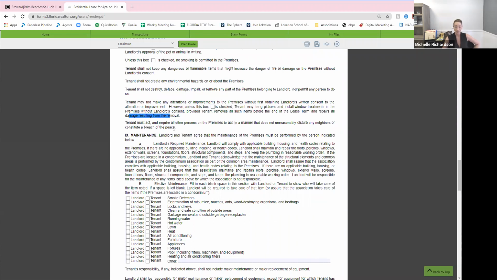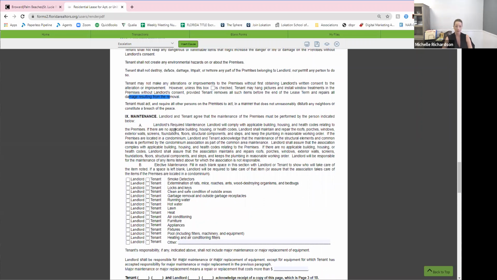Tenant must act and require all other persons on the premises to act in a manner that does not unreasonably disturb any neighbors or constitute a breach of the peace. So it has a lot of information in here in regards to tenants keeping the peace.